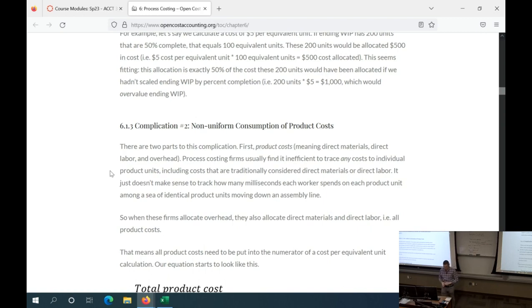That's non-uniform consumption of product costs. We've consumed the product cost for direct materials at a faster pace. That's often the way at least we explain it, and often it's the case. Faster than we consumed the conversion costs, which is direct labor and overhead that goes into converting the raw material into the finished product.